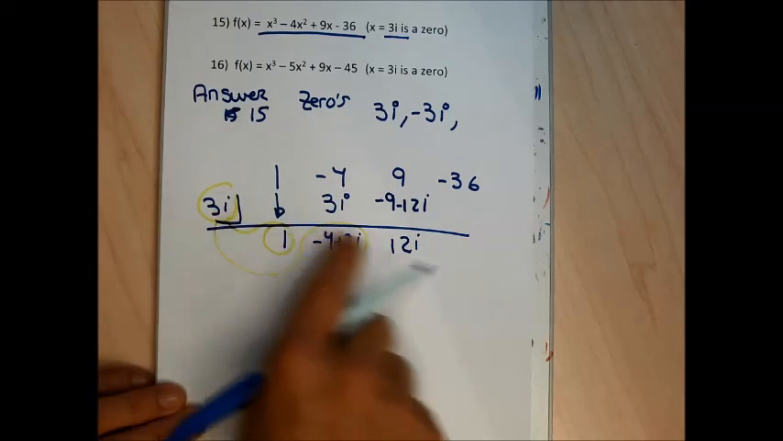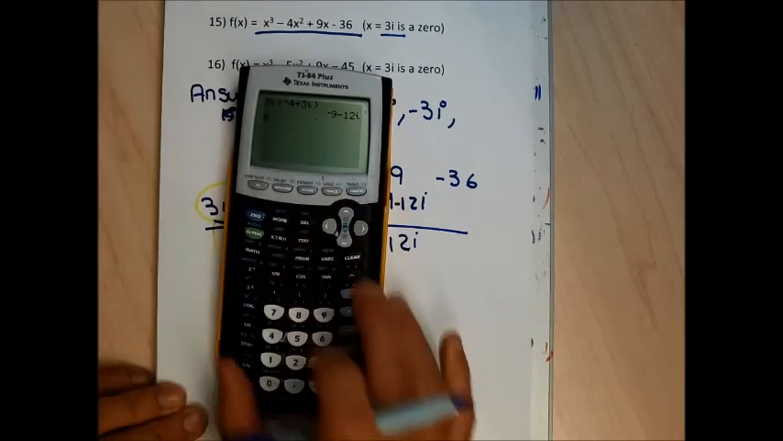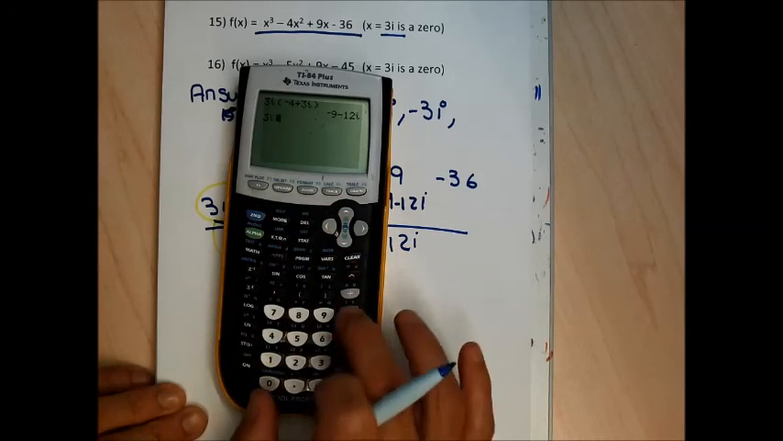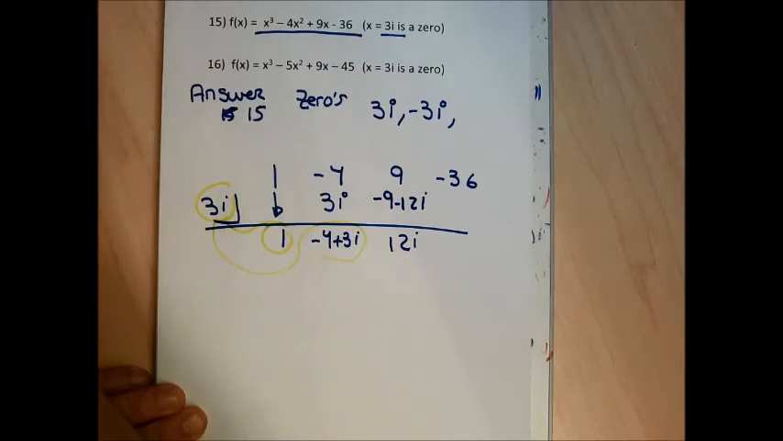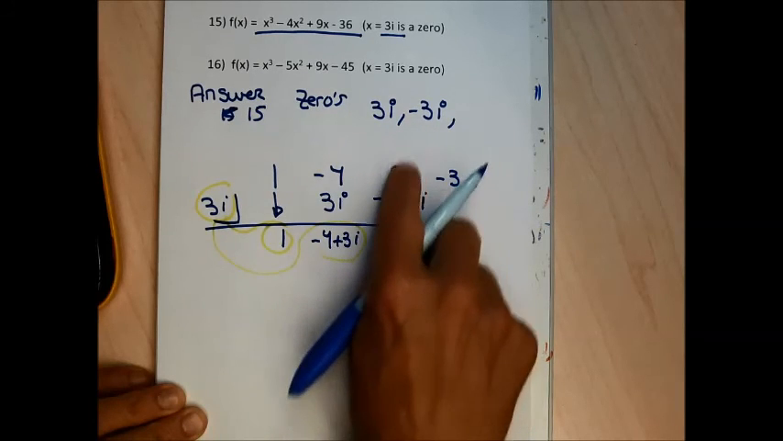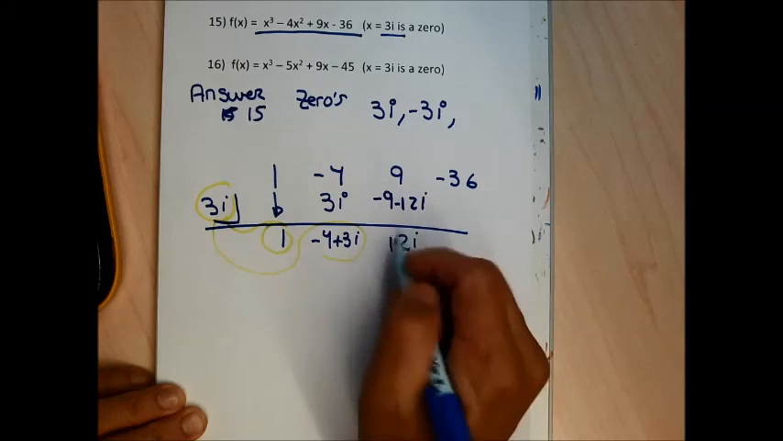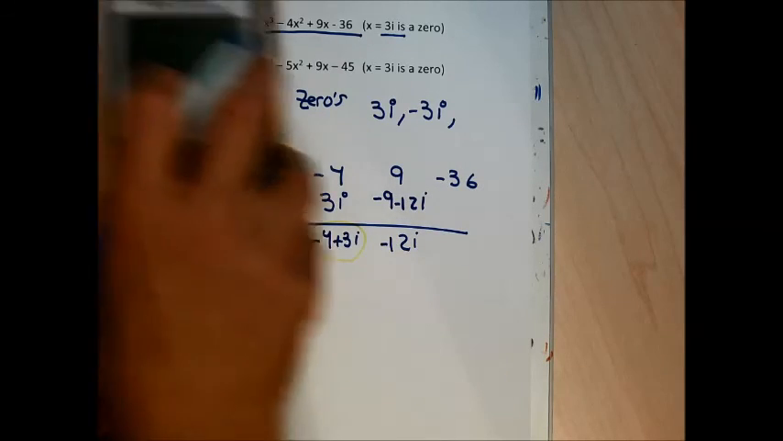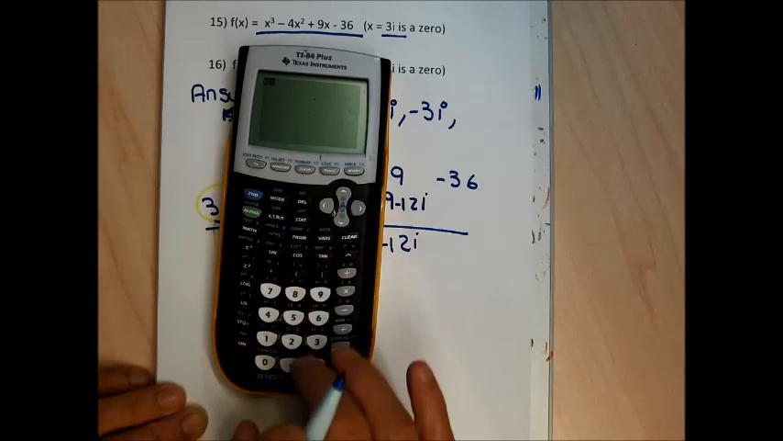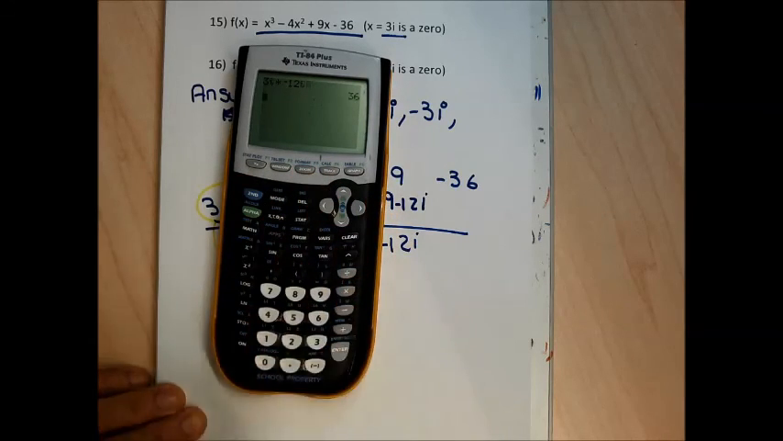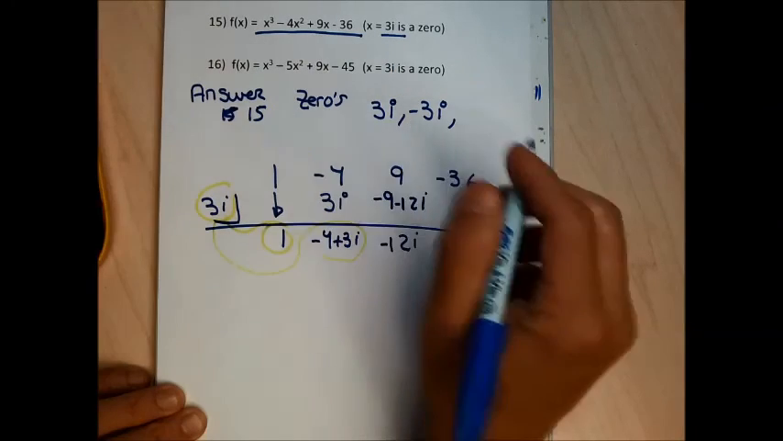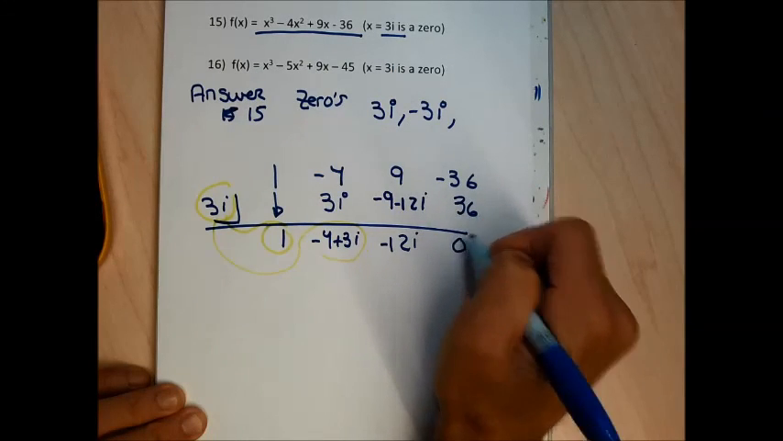And then I'm going to multiply 3i times 12i on my calculator, 3 second i times 12 second i. I get minus 36. That's troublesome. This should be minus 12i down here. This minus in front of the 12 should have stayed, and I should have multiplied 3 second i times negative 12 second i and get positive 36. That's going to give me a remainder of 0.